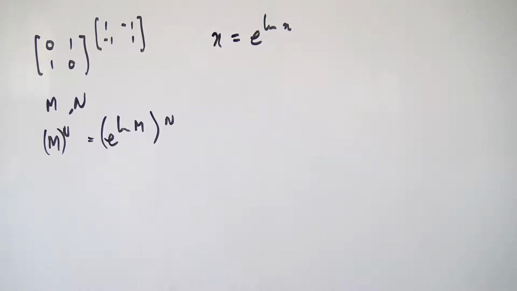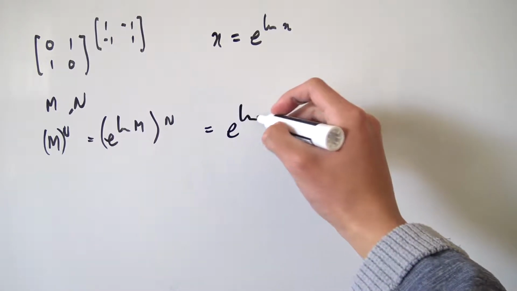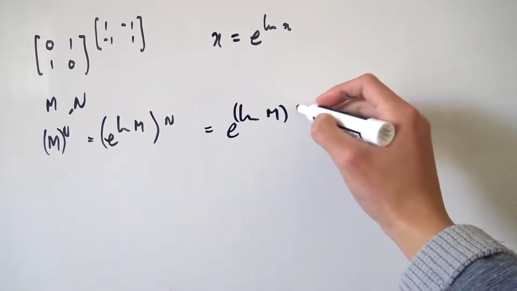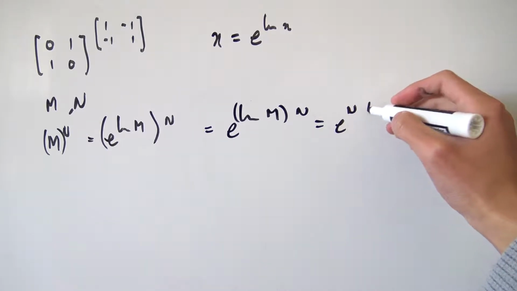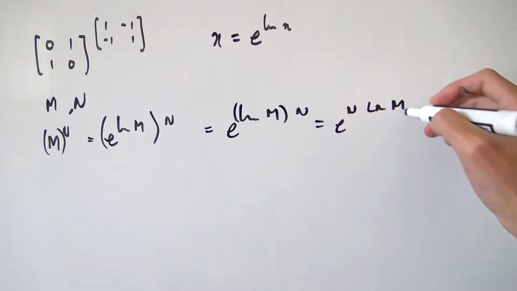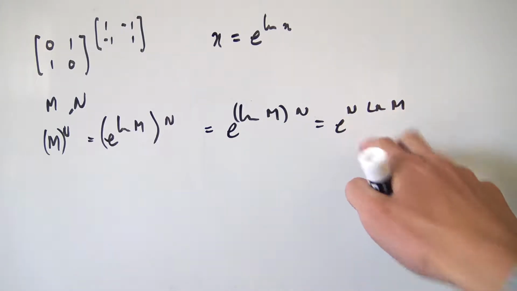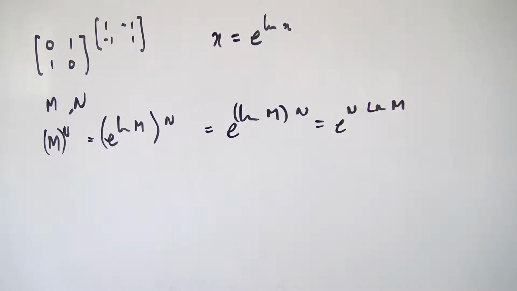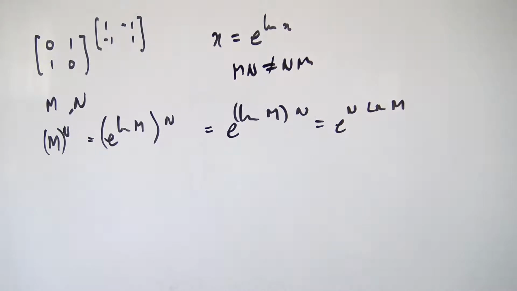But here's our first problem right here. We can write this thing as e to the natural log of m times n, or we can just as easily write e to the n times the natural log of m. And that's a bit of a problem because matrices don't commute under multiplication. They're different things. M times n is not equal to n times m, for example. So we have to deal with this problem a little bit.